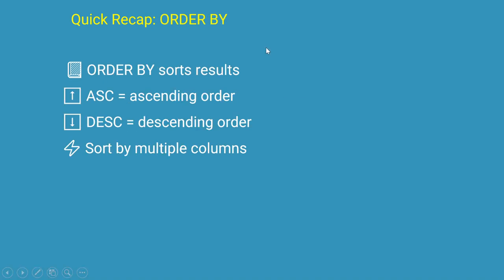Order by sorts results in ascending or descending order. You can also sort by multiple columns for more control.